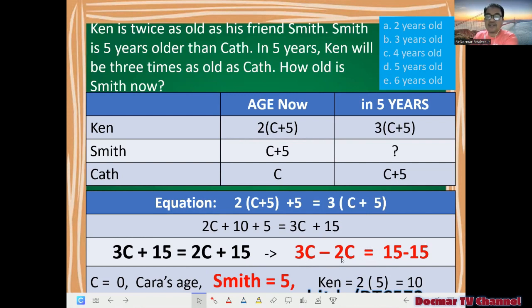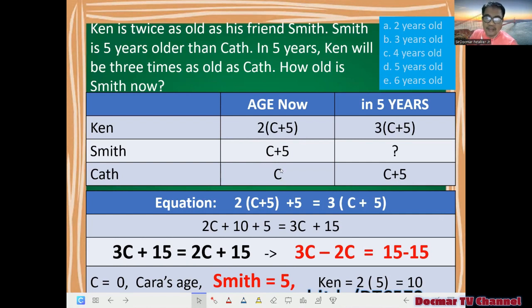Okay, 3C minus 2C is equal to 1C or C. So 15 minus 15 is 0. So C is equal to 0. So that is the age of Kat. Kat's age. While Smith is also 5, because as we substitute here 0 plus 5, so that is the present age of Smith. So what is the age of Smith? 5 years.